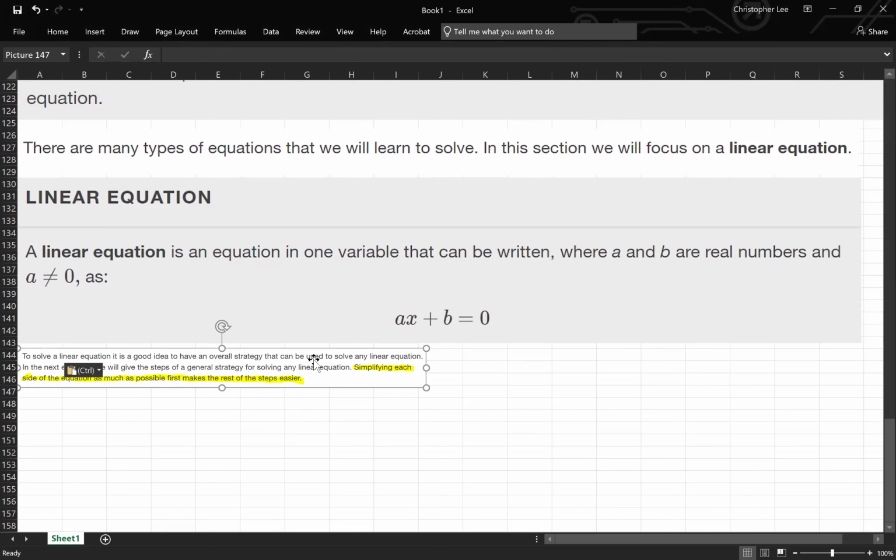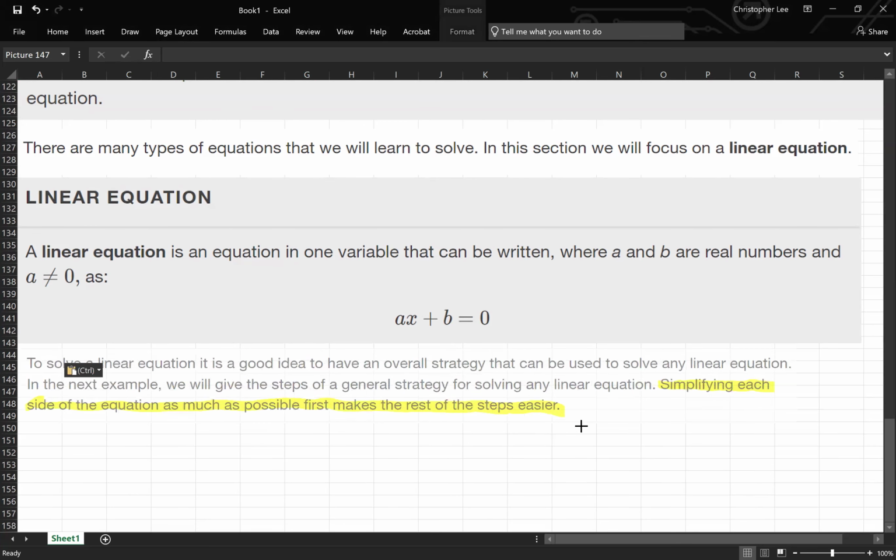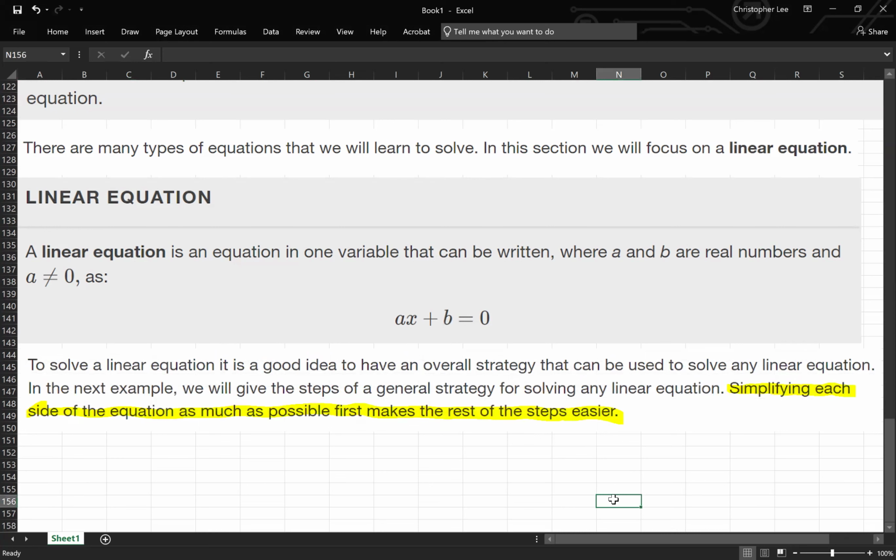All right. Make that a little bit bigger so everybody can see. So to solve a linear equation, it is a good idea to have an overall strategy that can be used to solve any linear equation, right? So in this next example, we will give the steps of the general strategy in solving a linear equation. Simplify each side of the equation as much as possible first. It makes the rest of the steps easier. All right.